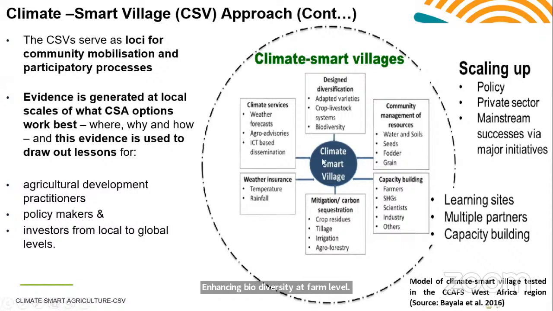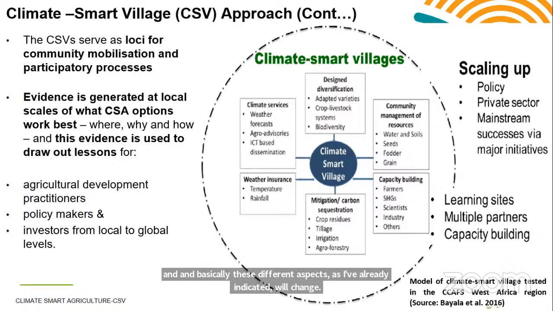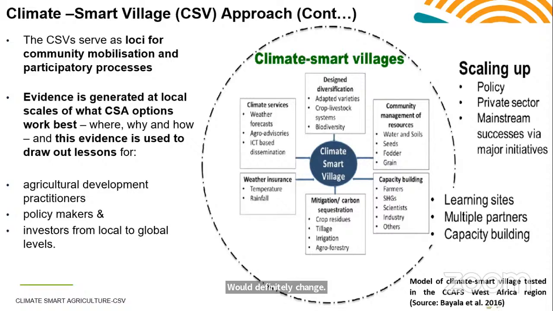What I need to inform you about the diagram that you are seeing on your screen is basically just one of the examples from the CCAFS project in the West Africa region. And these different aspect components, as I've already indicated, would definitely change from one area to the other. But there are those which remain the same, regardless of where you are. For example, when you're talking about climate services.